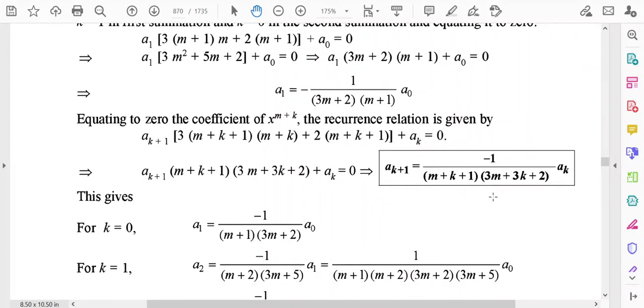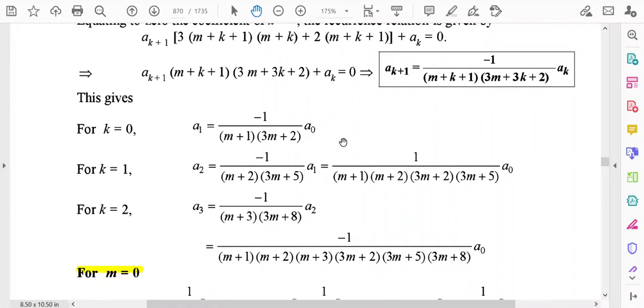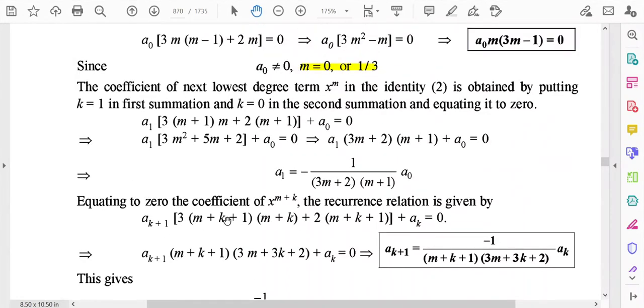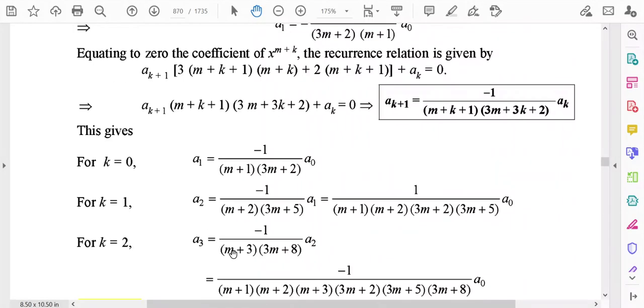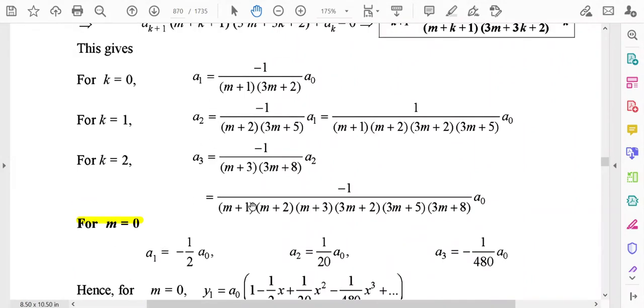From the recurrence relation, we can calculate different values of a. For example, if we put k is equal to 0, then we will obtain a1. For k equal to 1, we will obtain a2. For k equal to 2, we will obtain a3, and so on. Now, after calculation of these terms, you have already seen that there are two different values of m. The first value is 0 and the second value is 1 by 3. So for the first case, that is for m is equal to 0, you have to put the value of m as 0 here. Then we will obtain a1, a2, a3, and so on. So these are all for m is equal to 0.